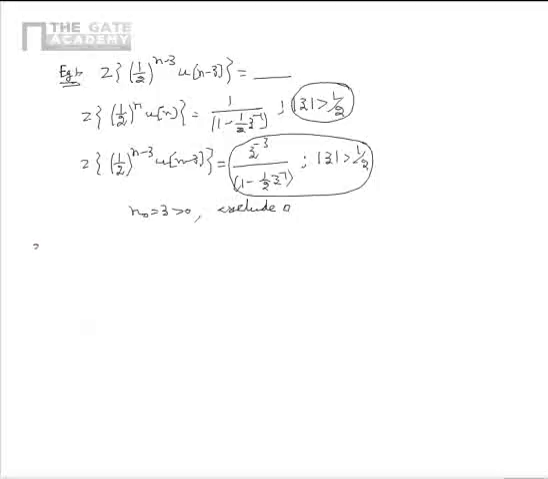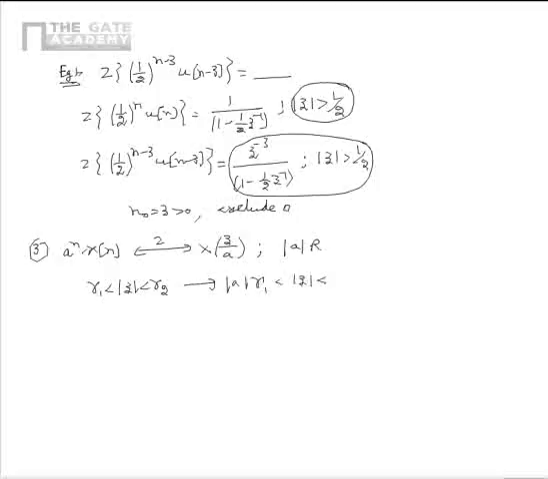Now let us look into another property as per which a power n into x of n has a Z transform of X of z by a with the ROC of mod a multiplied by R. That is, if R1 less than mod z less than R2 is the ROC of X of z, then the new ROC would be mod a multiplied by R1 less than mod z less than mod a multiplied by R2.